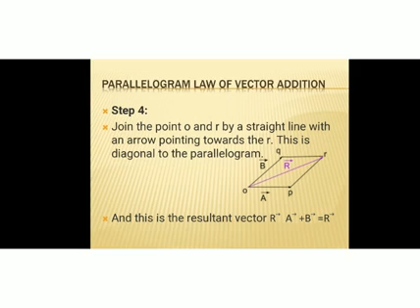Then what is step 4? Join the point O and this point R with an arrow pointing towards R. That means this line forms the diagonal of the parallelogram, and this diagonal itself will be the resultant of vectors A and B. So the resultant vector A plus B is equal to R, which is the diagonal of this parallelogram.